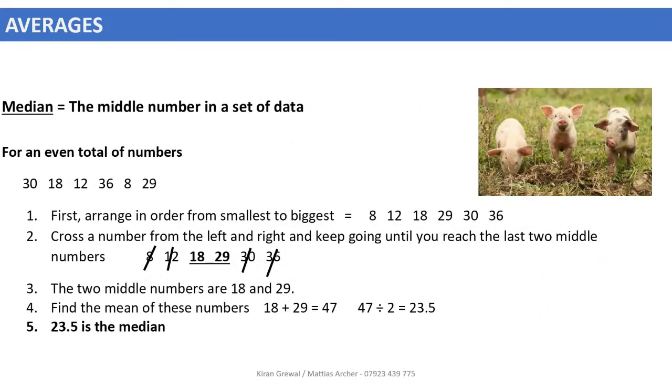Continuing with the median now, what happens if we have an even set, i.e. there are, say, six numbers in the set, so it's even. Again, we put the numbers into numerical order, as shown in the example here, and we cross in from left to right and keep going until you reach the two middle numbers, in this case 18 and 29. We then add these up, and 18 plus 29 equals 47. 47 divided by 2 equals 23.5, and that will be our median average.